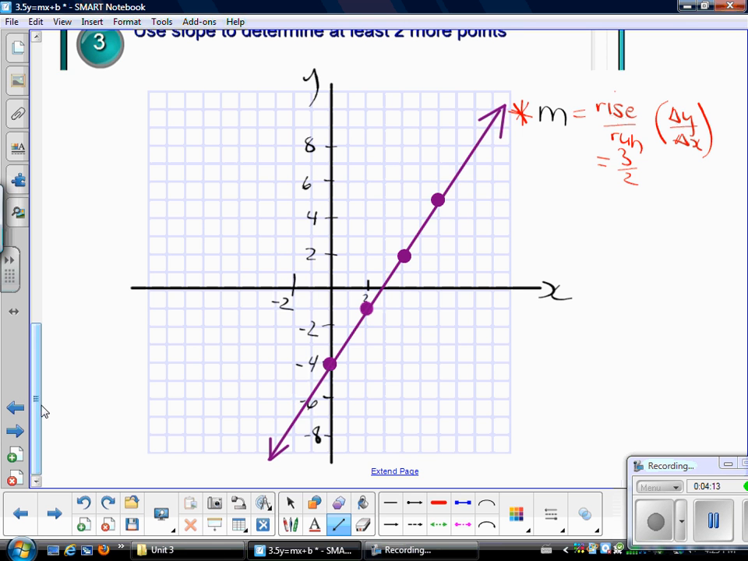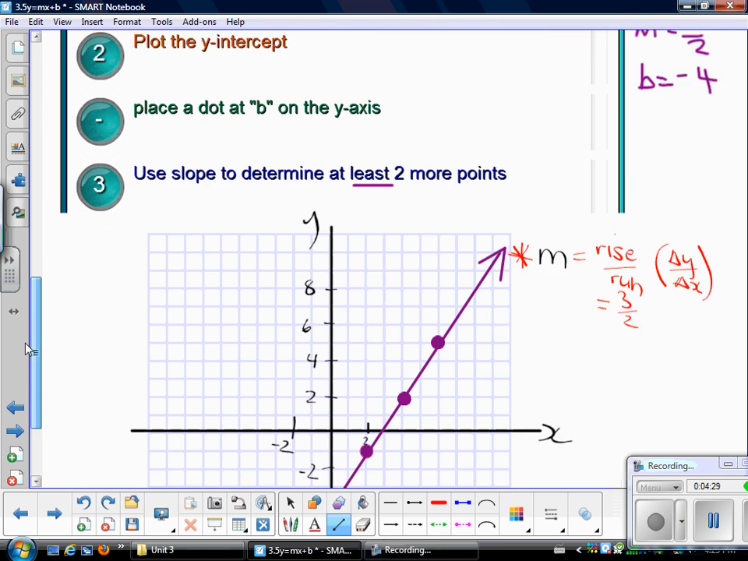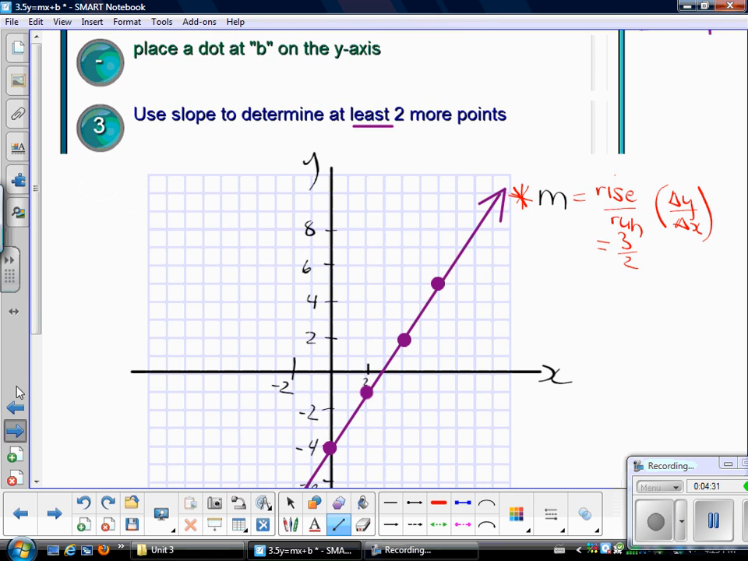Those are the steps that we're going to follow. Identify our slope and y-intercept, plot the y-intercept, in other words, put a point on the y-axis, and then use the slope to determine at least 2 more points. On the next page we're going to do a few of these.